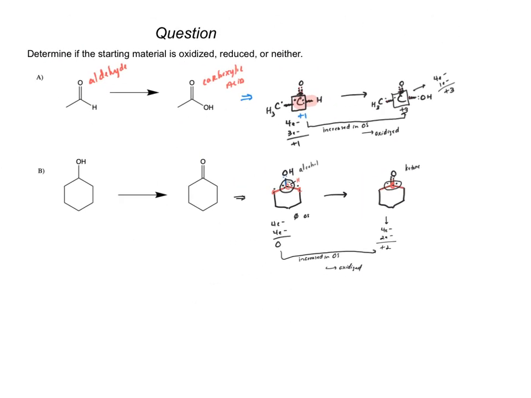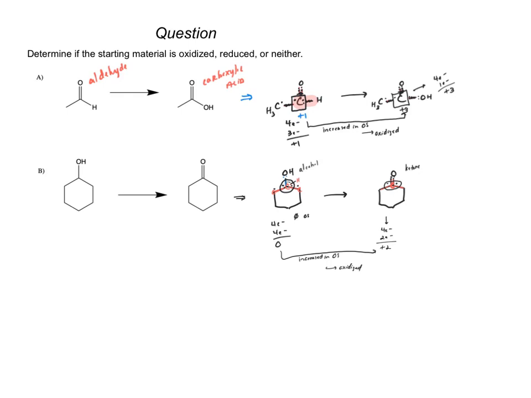Right, so long term, we're going to have these trends where you don't necessarily have to calculate the oxidation state of things to figure out whether or not something has been oxidized or reduced. In general, if you move from an aldehyde to a carboxylic acid, that compound's undergone oxidation. If you move from an alcohol to a ketone or an aldehyde, that compound has undergone oxidation.